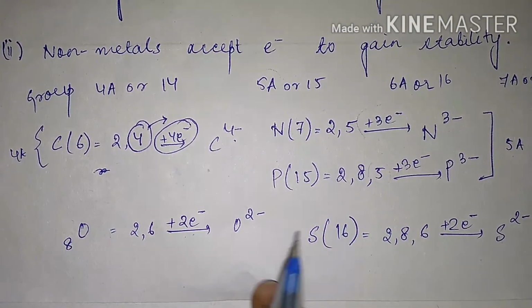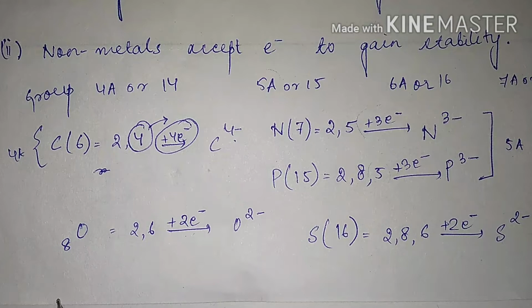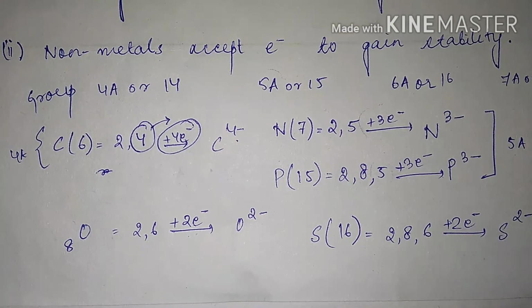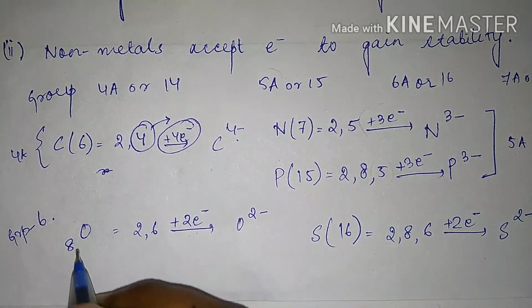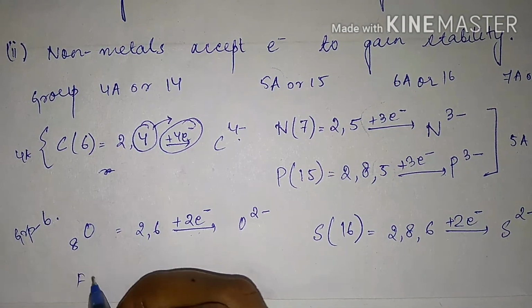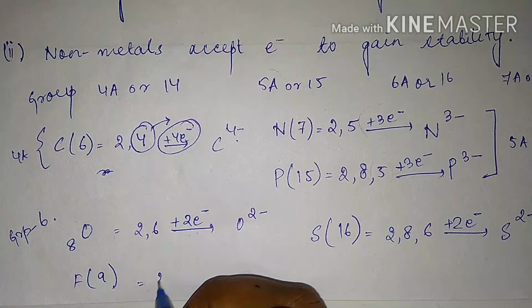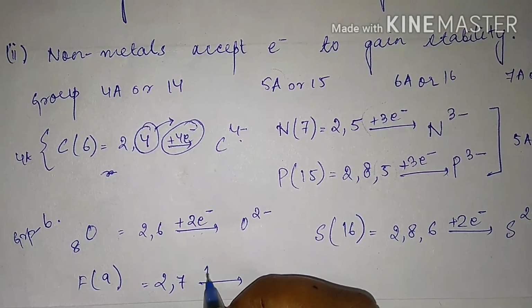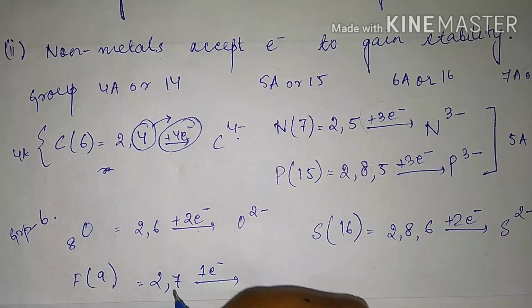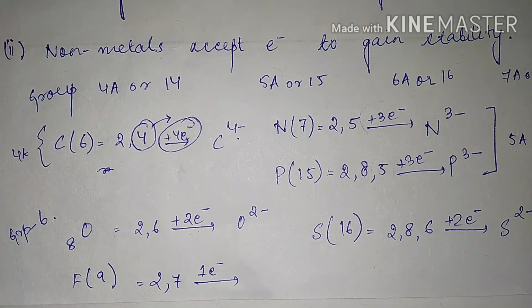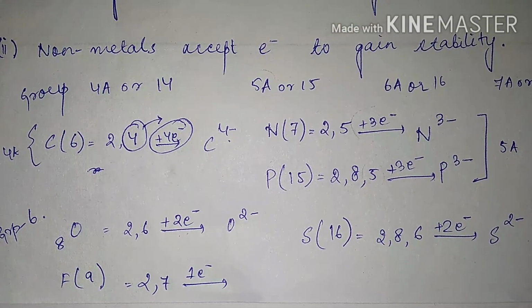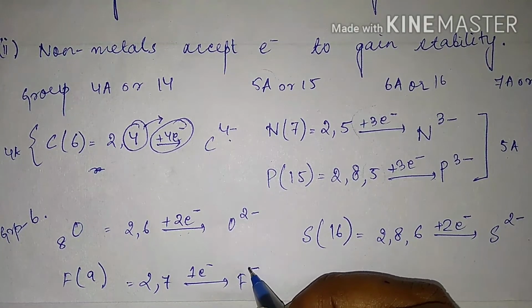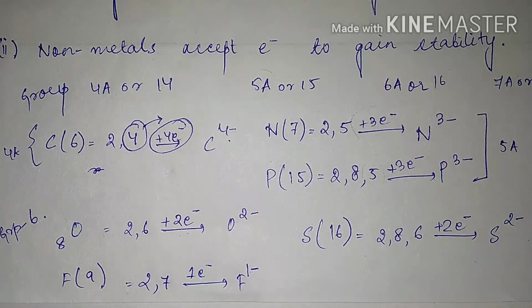Now we take an example from group 7A. This was from group 6. Now from group 7 we have fluorine with atomic number 9, 2, 7. It just has to accept 1 electron. As already 7 electrons are there, it cannot give away 7 electrons, right? It has to accept only 1 electron to gain stability, which is very simple. So it becomes F minus. You can write 1 minus also, or just minus.